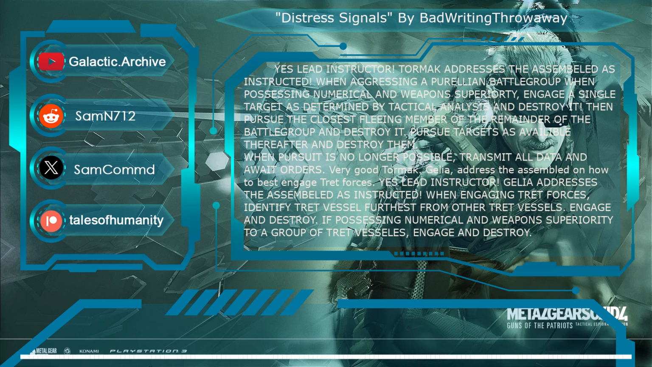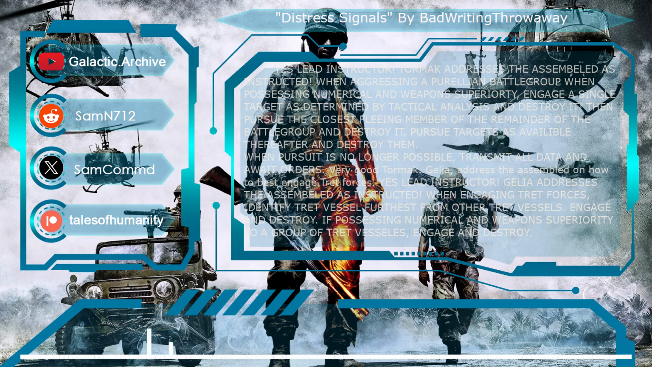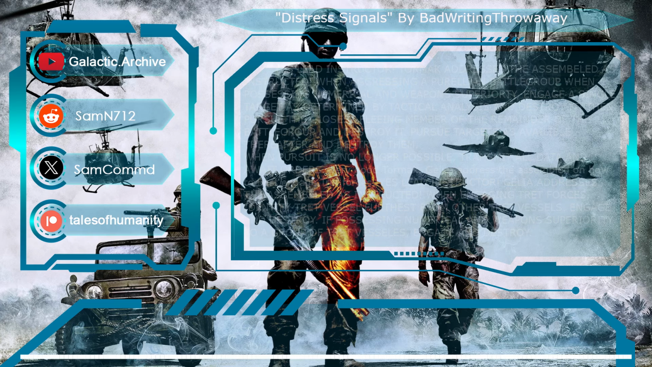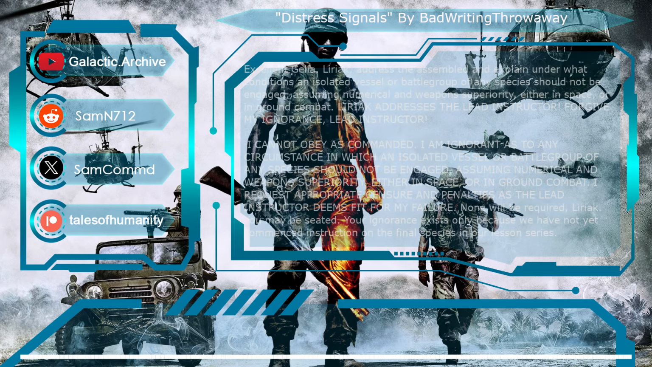Yes, lead instructor. Gelia addresses the assembled as instructed. When engaging threat forces, identify threat vessel furthest from other threat vessels. Engage and destroy. If possessing numerical and weapon superiority to a group of threat vessels, engage and destroy. Excellent, Gelia. Lyriac, address the assembled and explain under what conditions an isolated vessel or battle group of any species should not be engaged, assuming numerical and weapon superiority, either in space or in ground combat.